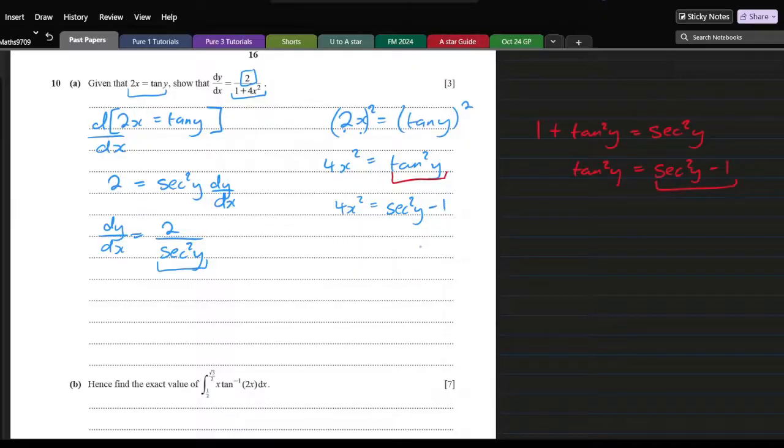And so now let's make sec squared y the subject of the formula here. Sec squared y is equal to 1 plus 4x squared. So we can replace this sec squared y with 1 plus 4x squared. So what we end up with is dy/dx is equal to 2 over 1 plus 4x squared. And that is exactly what they're looking for.